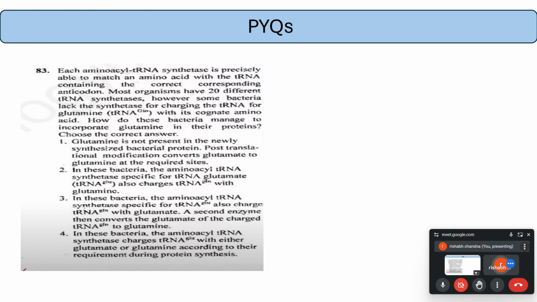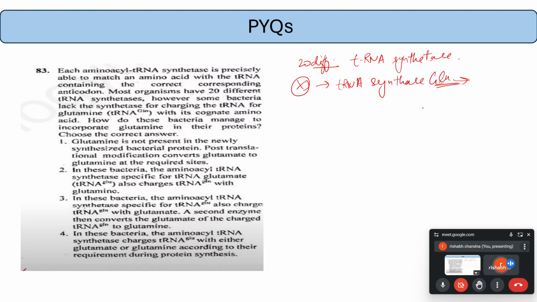So what they are saying is, most have 20 different types of tRNA synthetases, but some do not have the tRNA synthetase for glutamine, with the tRNA coding for the glutamine amino acid. How do these bacteria manage to incorporate glutamine in their proteins? Choose the correct answer. So the first option states that glutamine is not present in the newly synthesized bacterial protein.